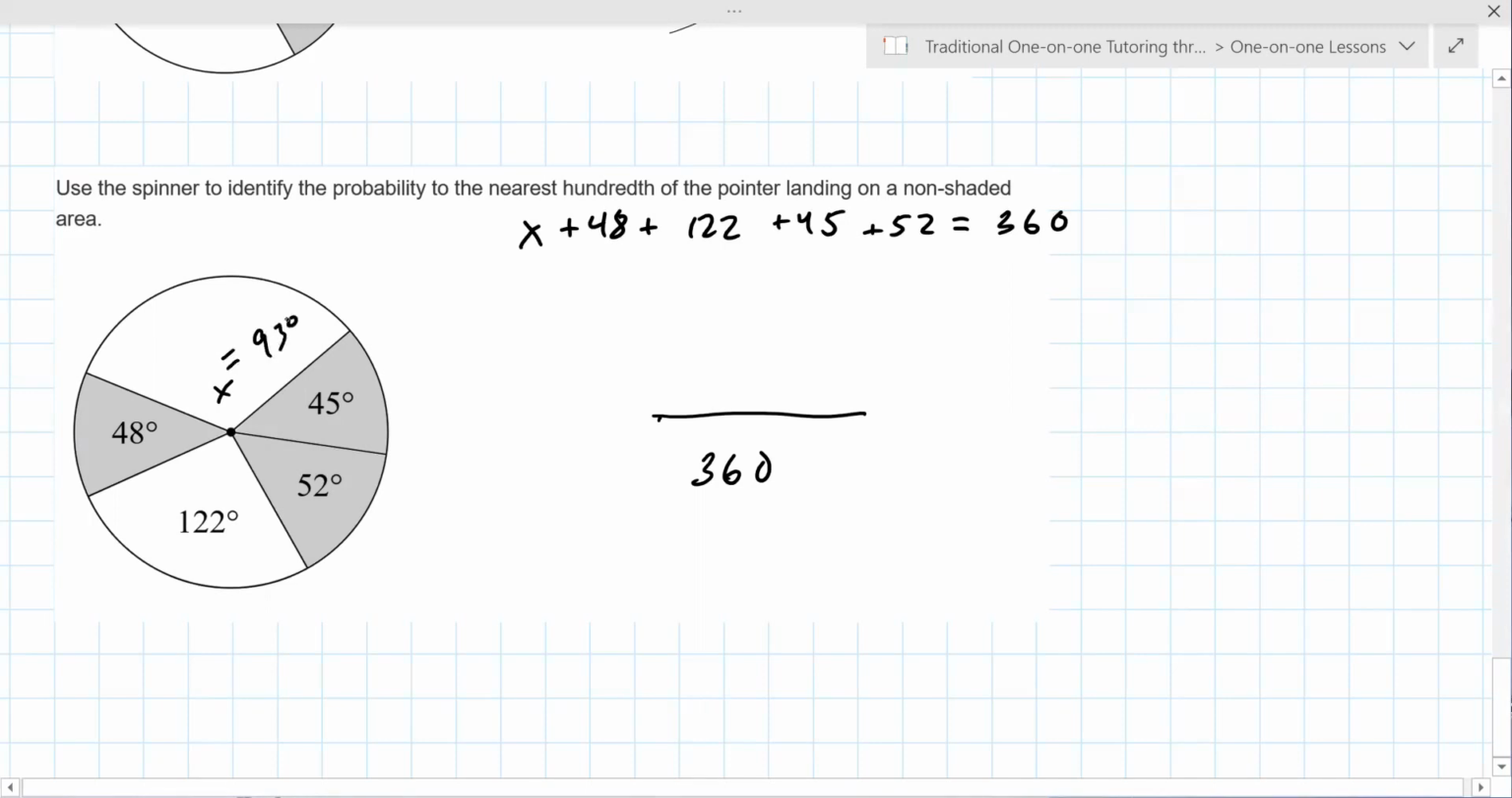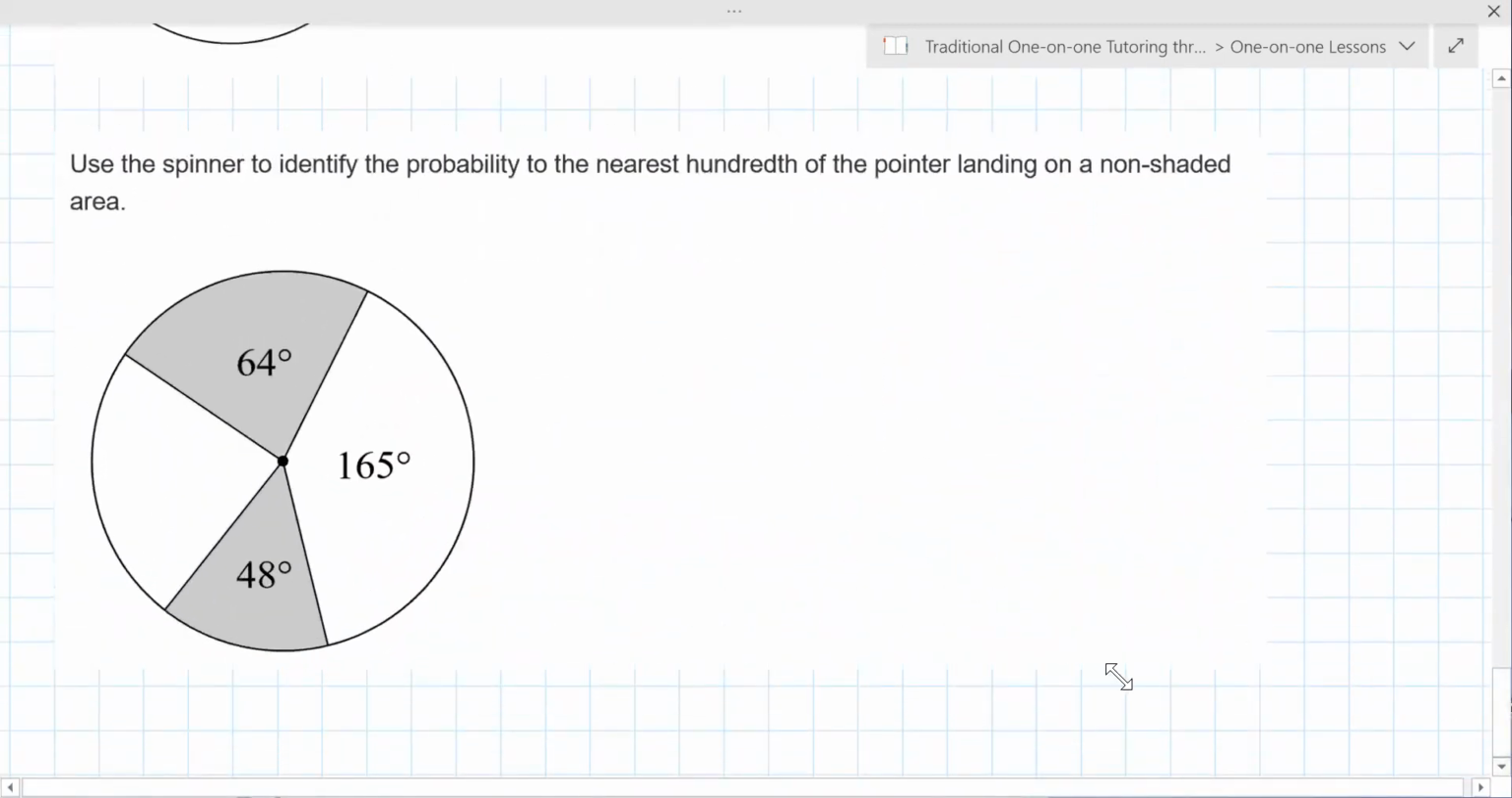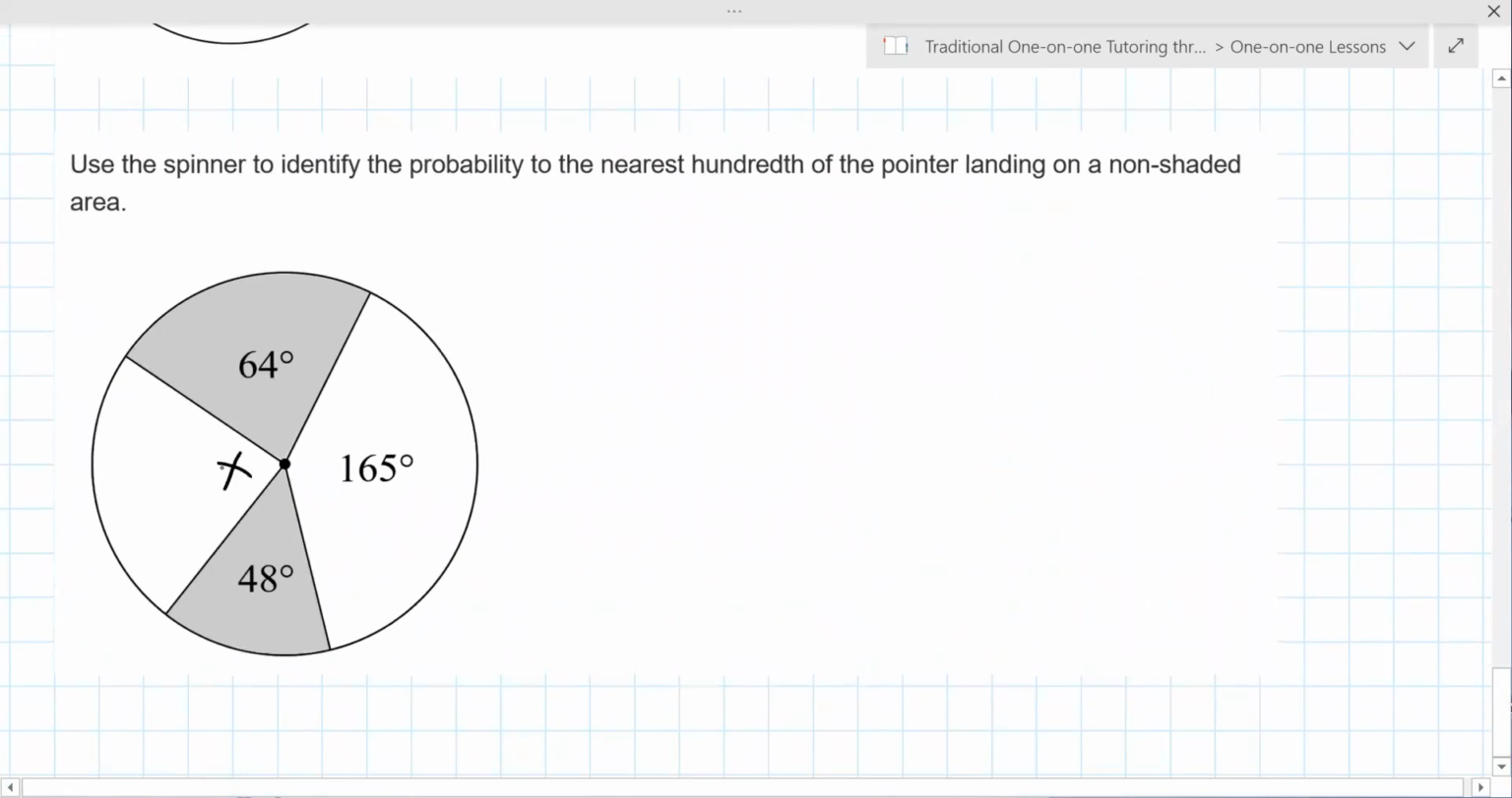Okay. So we want the non-shaded again. So that's 93 plus 122. Okay, I get 0.6. Okay. Very good. So believe it or not, the next question is just like this. Oh boy. Well, you're going to be an expert at this. All right. So give this one a try, please. You're going to have to find X again.